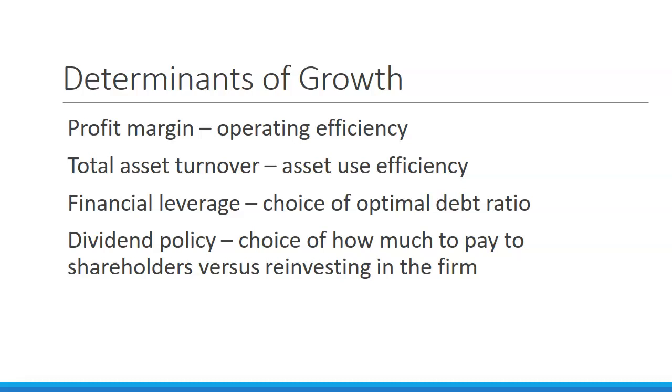reinvest in the firm. So with any one of these decisions, if we decrease our profit margin, we have less net income available to pay for growth. If we pay more out in dividends, we have less retained earnings to pay for future growth. So we have to maintain a balance of how much we pay out in dividends to make our shareholders happy, versus how much we retain for growth, versus how much debt we want to take on, and look at our financial leverage balance.